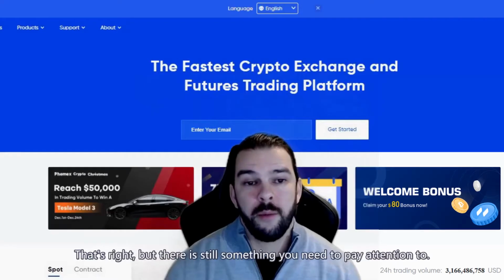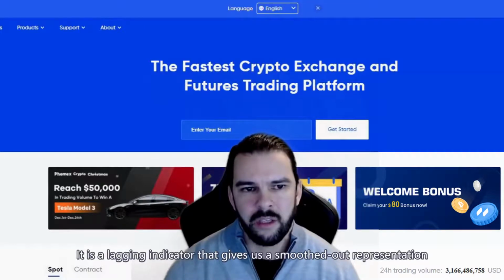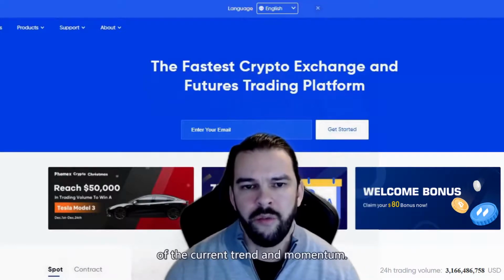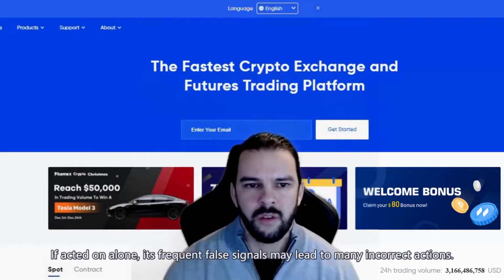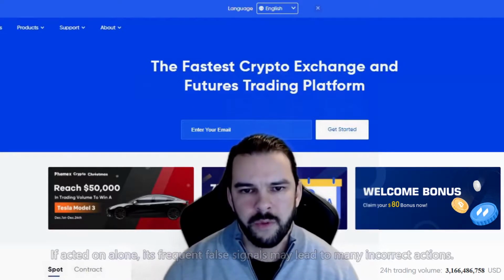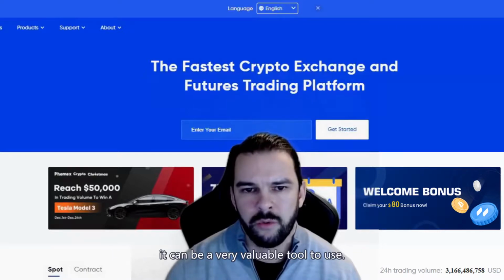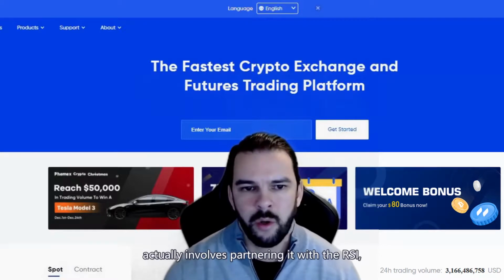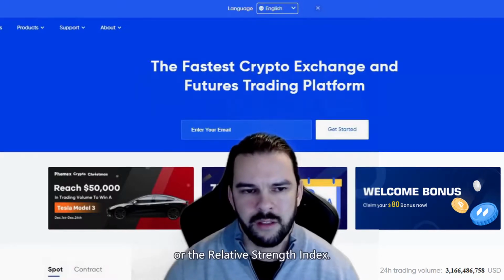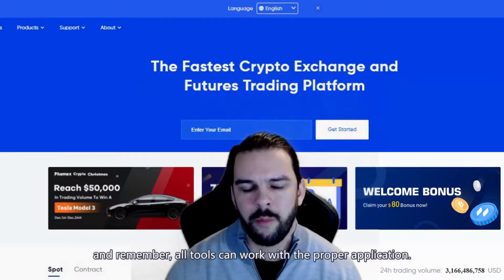That's right, but there is still something you need to pay attention to. The MACD, just like any other technical indicator based on price, is a lagging indicator that gives us a smoothed out representation of the current trend and momentum. So if acted on alone, its frequent false signals may lead to many incorrect actions. So combined with other crypto analysis and indicators, it can be a very useful tool to use though. The most common method of using the tool is actually partnering with the RSI, or Relative Strength Index. So experiment and see what kind of feedback you get, and remember, all tools can work with the proper application.